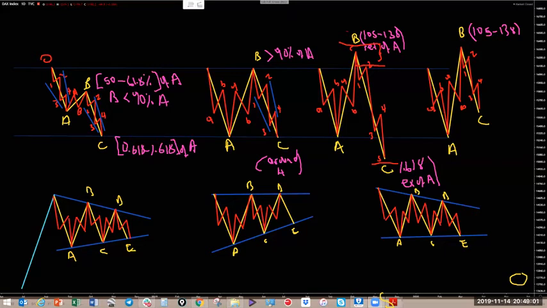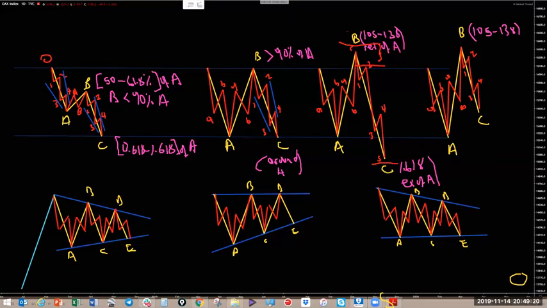Wave B may go beyond the start of wave A. It is not common and it is called a running triangle. I'm going to show you a running triangle as well. Let me show you the construction of the running triangle, but before that, let's complete the rest of the rules for these triangles and then we'll do the running triangle as well.